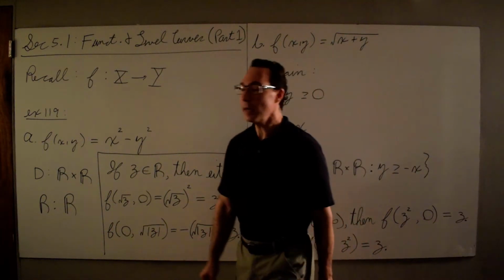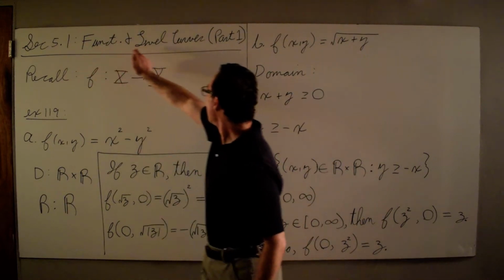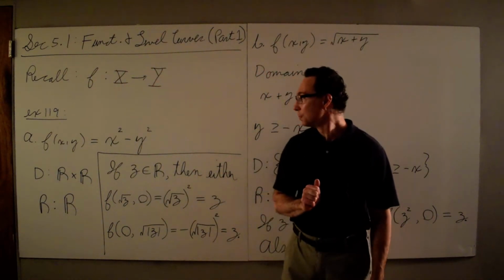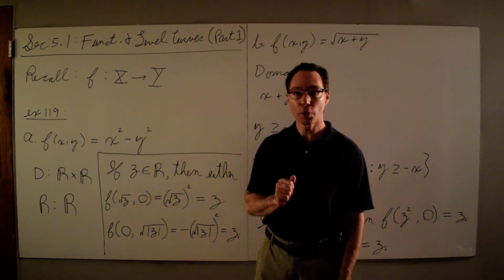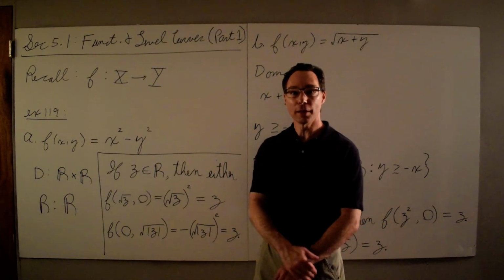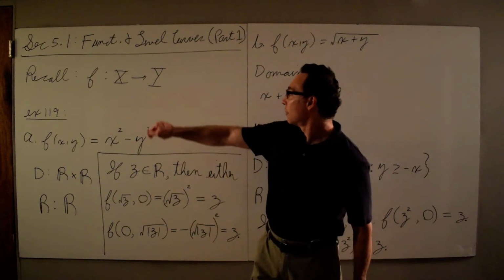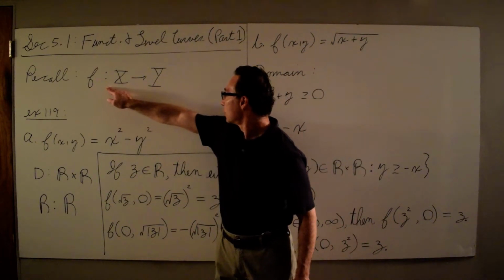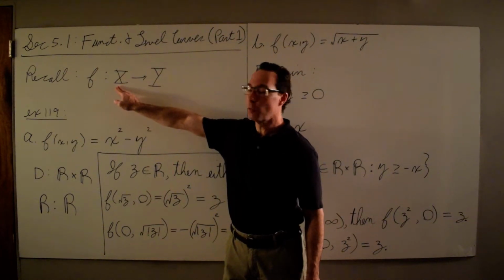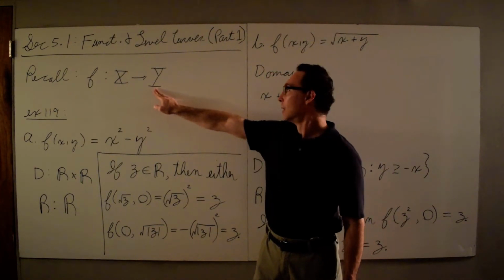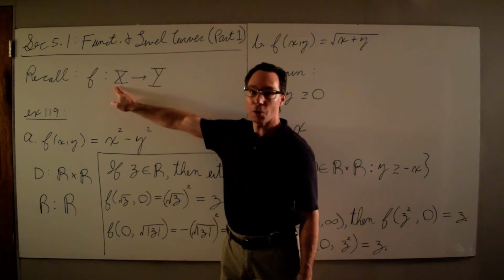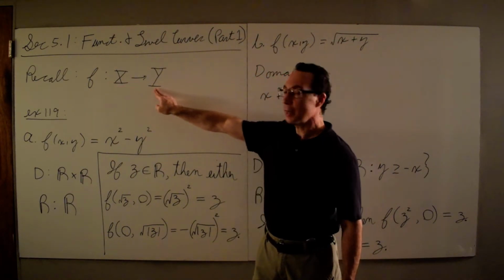This is the first video on section 5.1, functions and level curves. Recall from Calc 1, generally on the first day, you see the definition of a function given fairly abstractly. It's just a rule that assigns each element of one set a unique element in another set. This set is called the domain. This set is called the codomain.